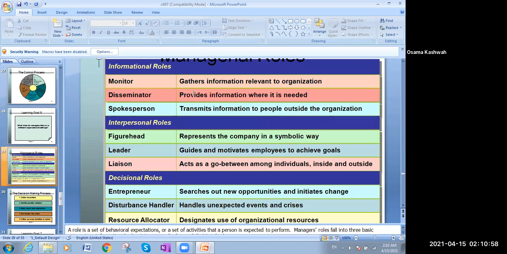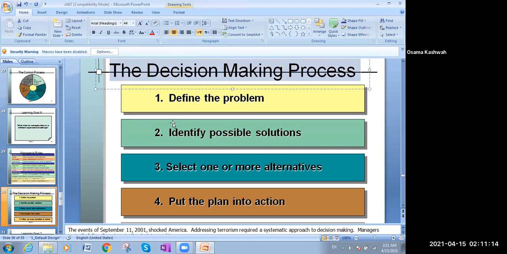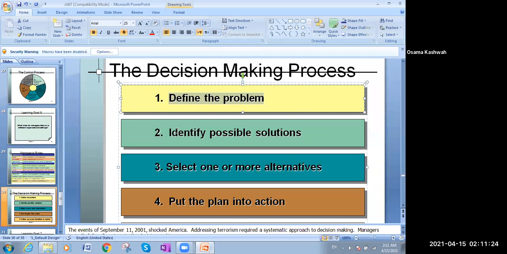The roles of the manager, we said those also when I was talking with you: interpersonal role, decisional role, informational role. Okay. Decision making process. What is the decision making process? First step is identify the problem. First we want to know, what do you mean by decision making? Decision making means choosing among alternatives. How many alternatives will I choose? Only one. So choosing one alternative among the alternatives.